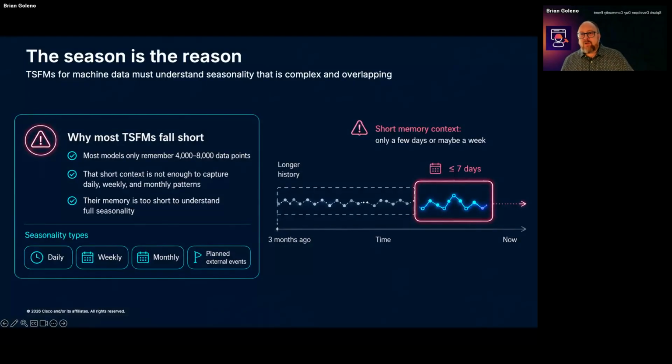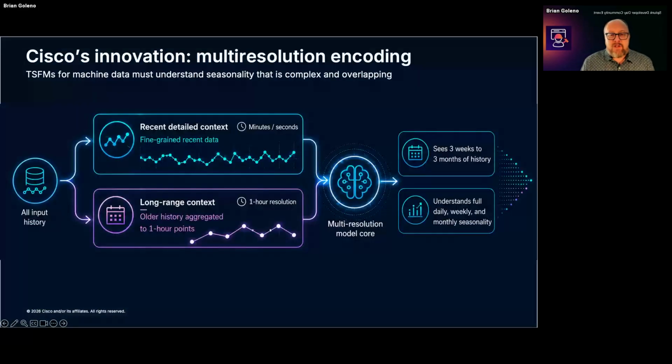However, one of the trade-offs that typically exist with the other time series foundation models is that with that smaller window, that smaller memory, say 4,000 minutes, 8,000 minutes, that gets you into a couple days, maybe not quite even a week of the history. You can't see the seasonality patterns with that. These other models can't really support this critical need that's necessary for machine data with that limited amount of view.